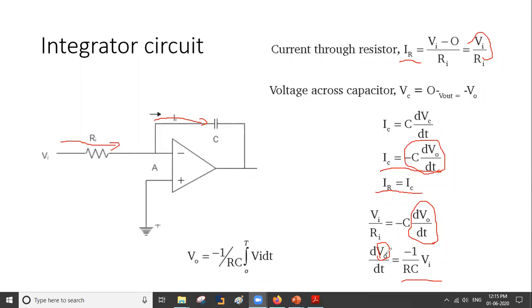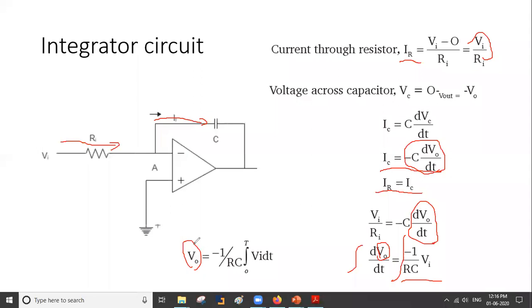V0 is equal to minus 1 by RC integral 0 to T Vi dt. That is, we are eliminating this differential by integrating on both sides. So you will get integral of d by dt of V0 is V0, and the integral here also we are integrating. Minus 1 by RC is a constant, so take it outside, and integral 0 to T with respect to time, integrate the input voltage dt.